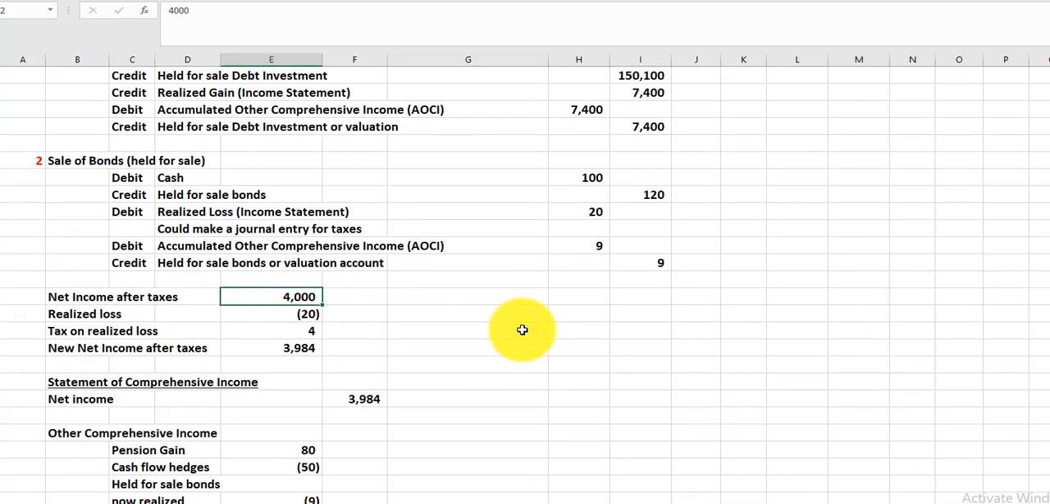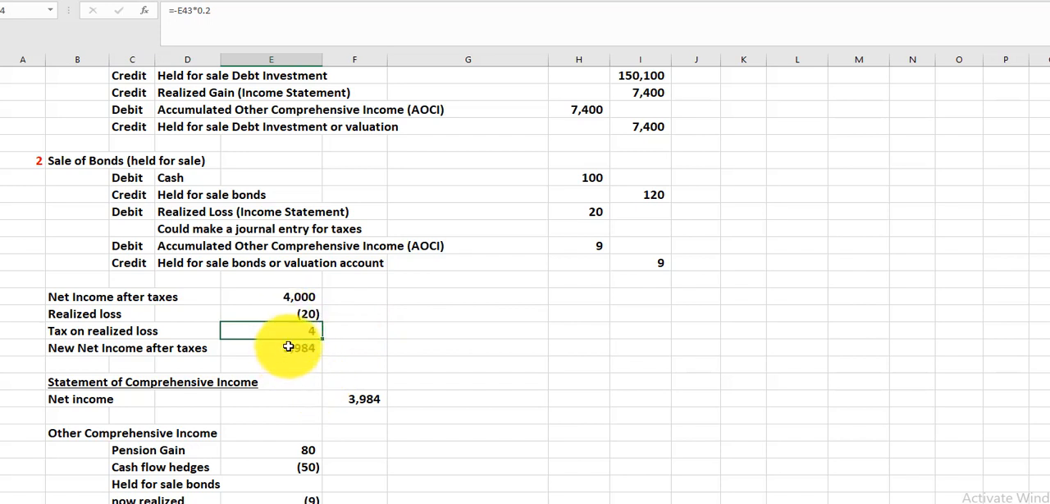Then they gave us some information, and we realize by reading it that they missed this loss because the net income doesn't include any losses or gains. Okay, so we start with the 4,000 they gave us. It's after taxes. So when we put the loss on here, 20 subtracted, we also have to adjust for taxes. We have to consider 20% taxes on that $20.